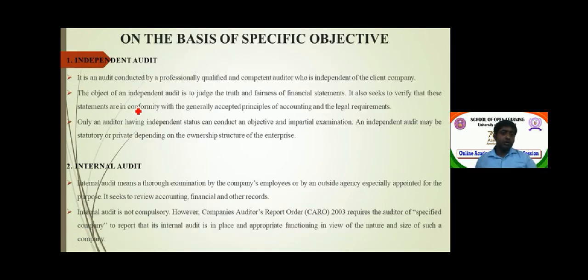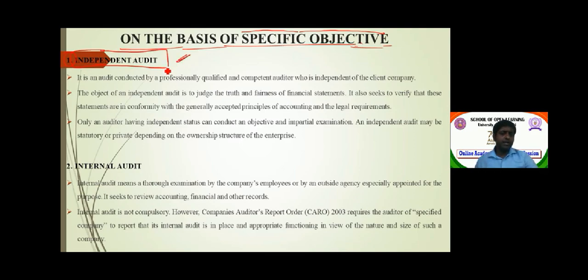Right. Now, the next is on the basis of specific objective, what we are able to understand. This is basically the second pillar, and the second pillar is stating that on the basis of specific objective, what can be the categories of audit. So the first is independent audit. What is this independent audit all about?